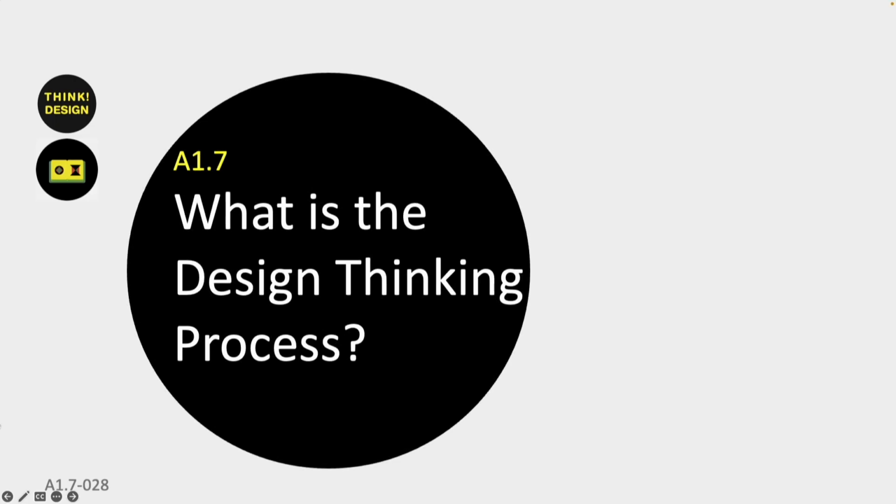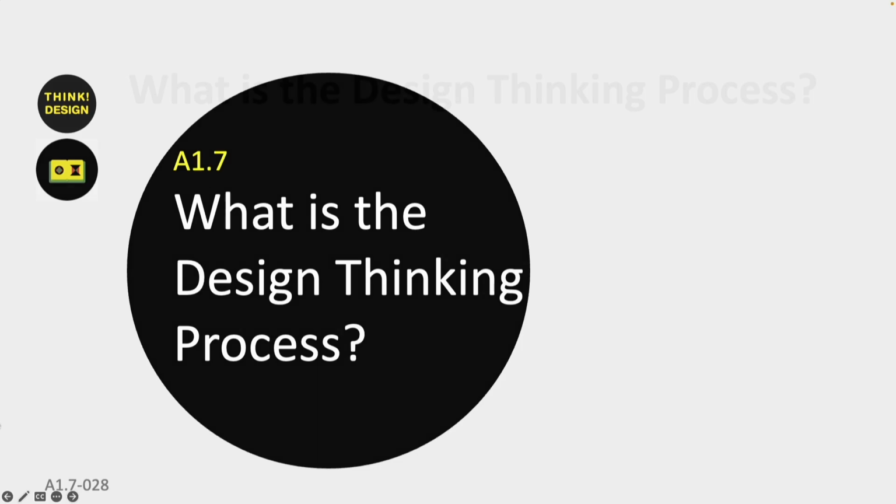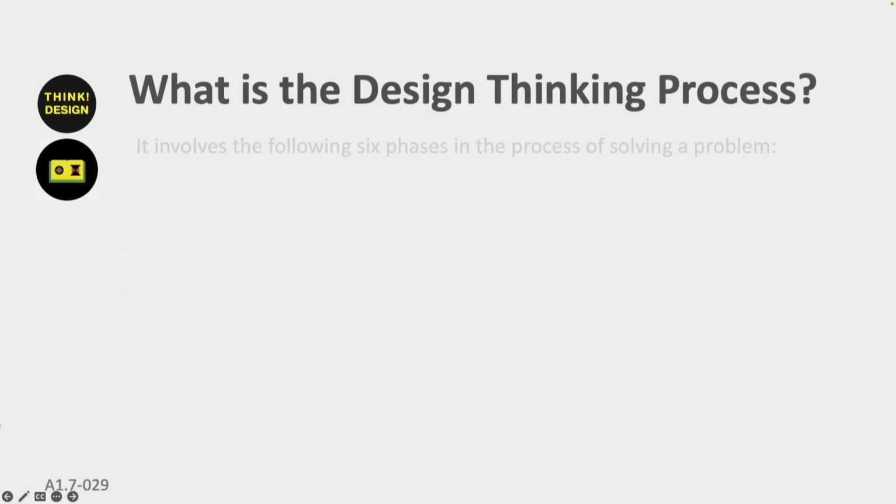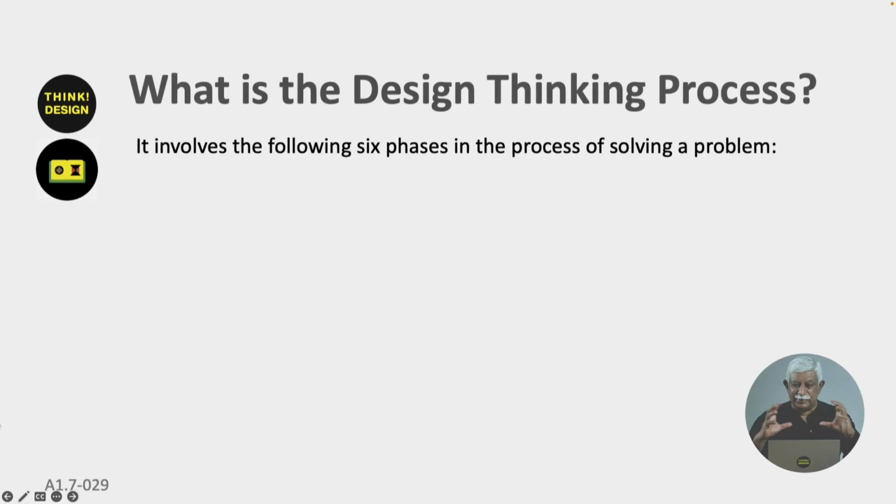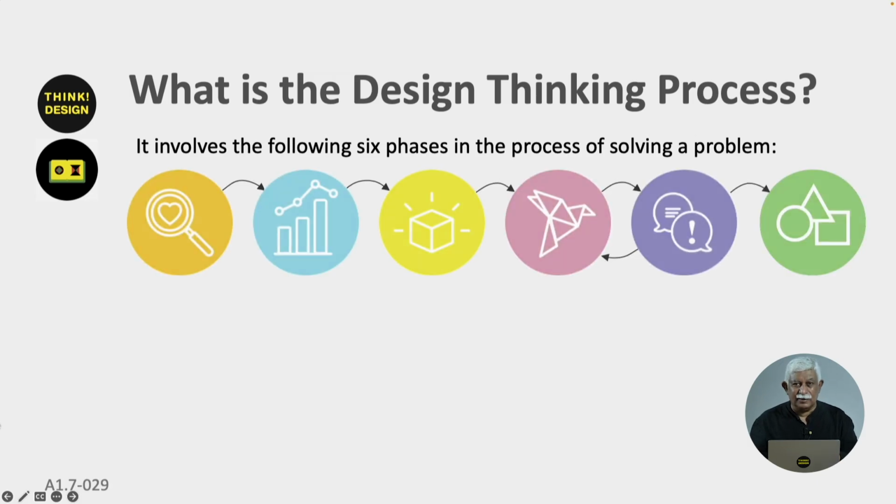So, let us look at the design thinking process. This is the very crucial part of the course. Okay. So, let us look at it. It involves the 6 phases in trying to solve a problem. There are many different ways of looking at design thinking, models of design thinking. We have adopted something for this particular course.